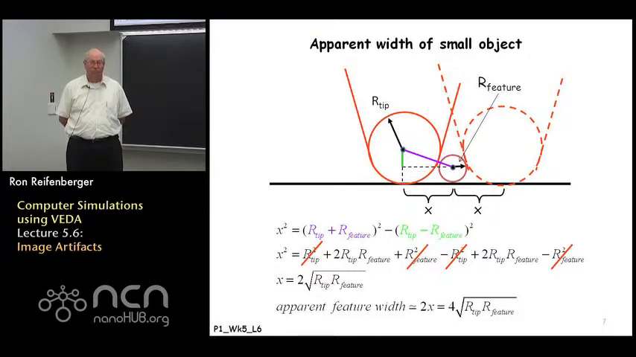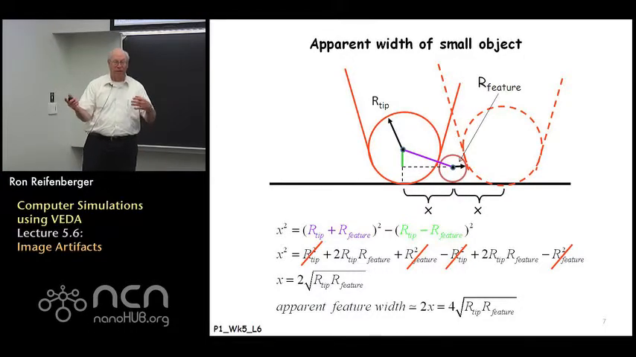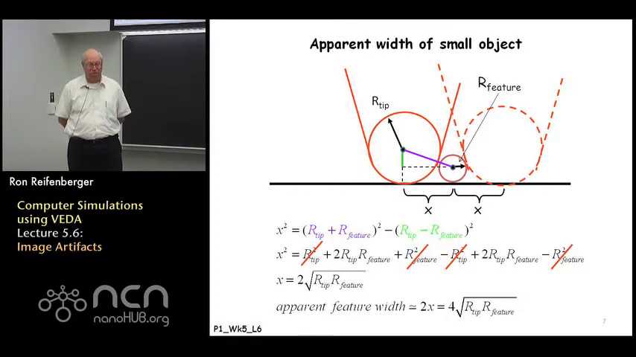So sometimes it's very easy to correct the measured width of a feature using this particular algorithm, especially if you know the radius of the tip, right? You can solve that last equation here and work back and get a better estimate for the true radius of the feature, provided you know the radius of the tip. So you measure 2x, you measure the tip independently, and then you can work back and estimate the feature radius.